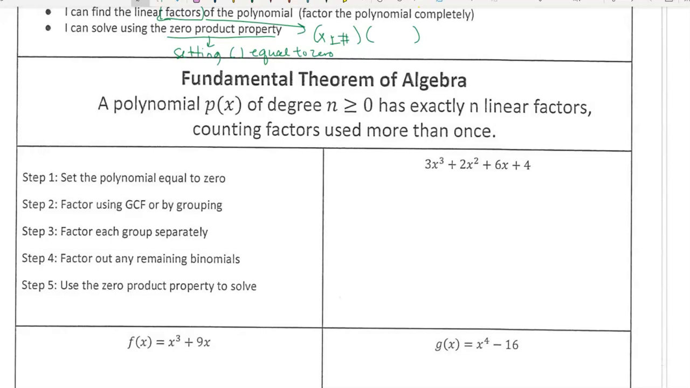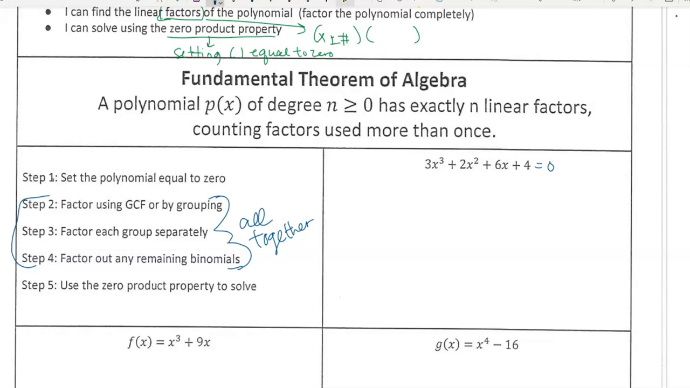All right. So we're going to be following these steps. These three steps right here are kind of all in one, so don't think that these are all different steps here. So we go from step 1, this is like our step 2, and then step 3. So first step is to set the polynomial equal to 0. Bam. All right. Step 2, factor using GCF or by grouping.